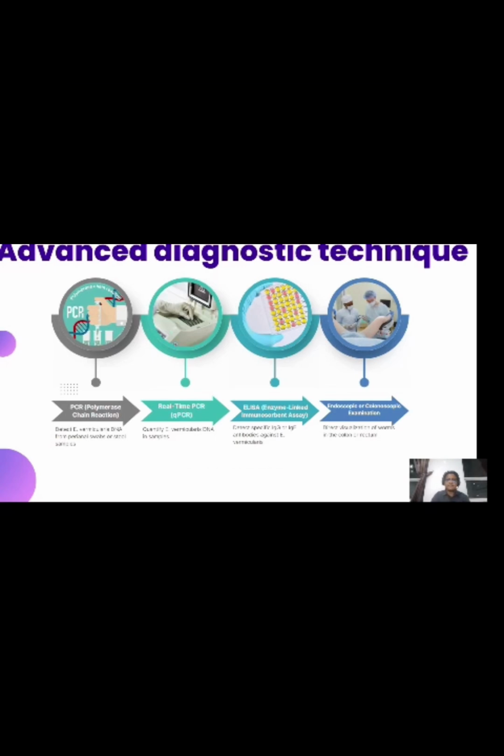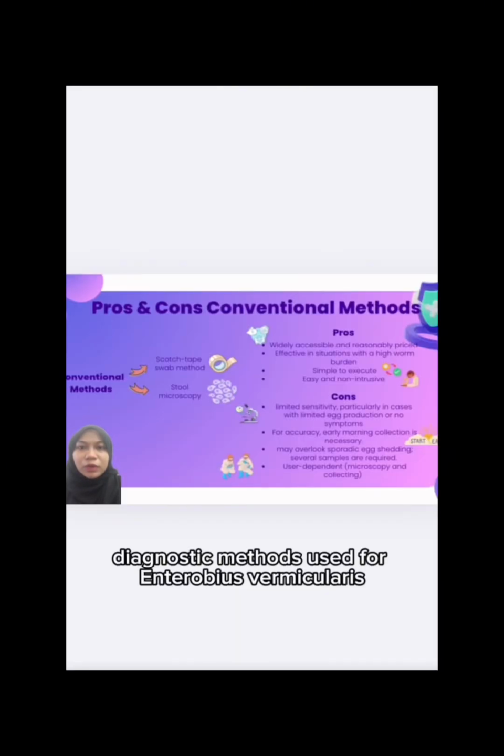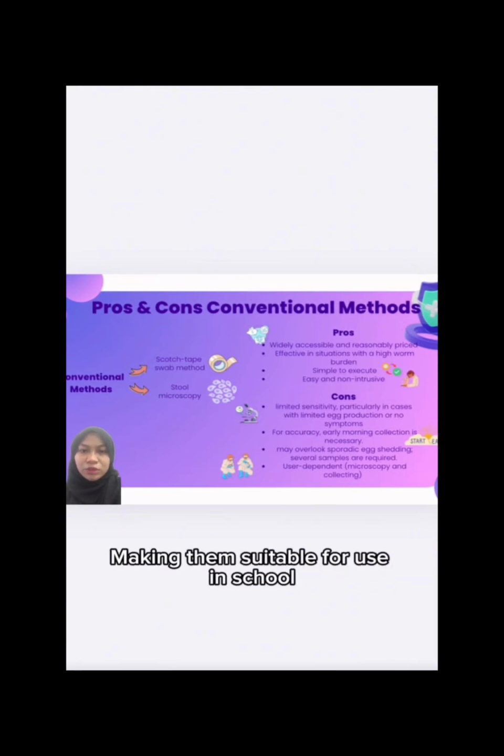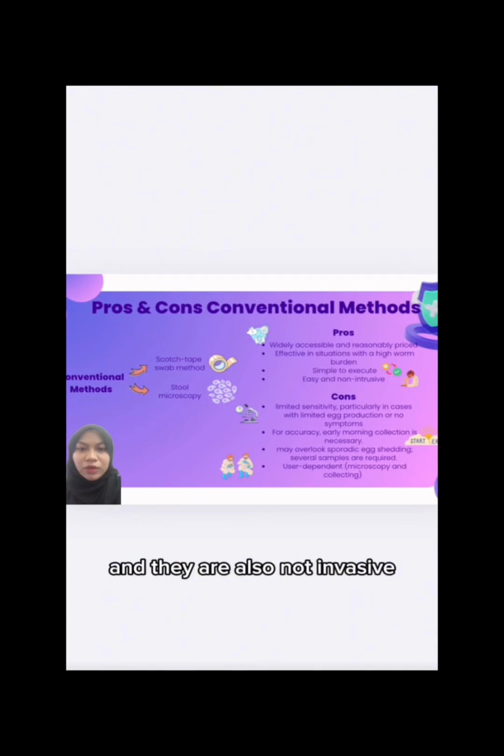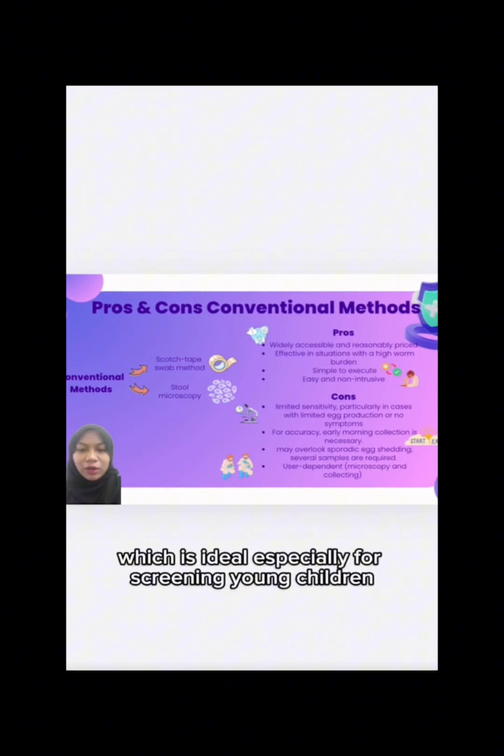That's it for me. Let's take a look at the conventional diagnostic methods used for Enterobius vermicularis, particularly the scotch tape swab method and stool microscopy. Starting with the cost, these methods are widely accessible and reasonably priced, making them suitable for use in schools, clinics, and low-resource settings. They are particularly effective when the worm burden is high, increasing the chance of detection. The techniques are simple to execute and they are also non-invasive, which is ideal especially for screening young children.